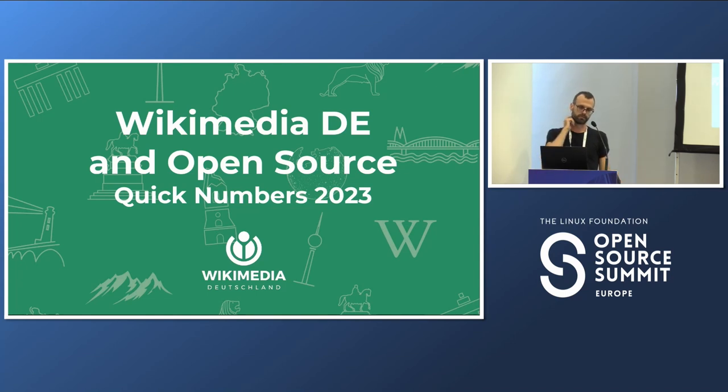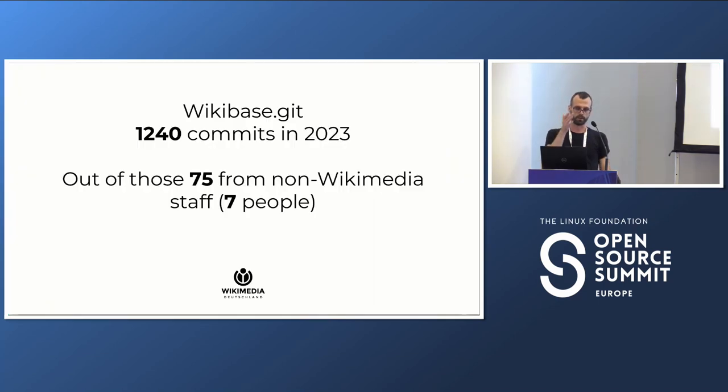And with that extended, in quotes, definition, I would like to share that I did a bit of lame analysis on my own of how Wikimedia Germany does, and I would like to share some numbers. I'm not saying these are good numbers or bad numbers. I actually do not know. But when I looked at our flagship software project called Wikibase, we had a bit more than 1,200 commits or contributions this year. Out of those, seven folks who are not Wikimedia staff made 75 contributions. So this is less than a percent, I guess.